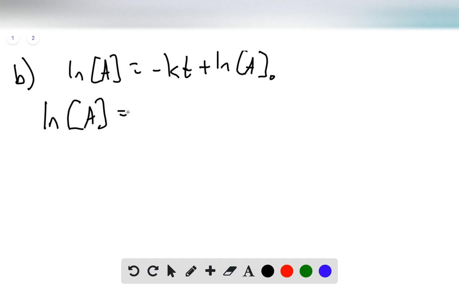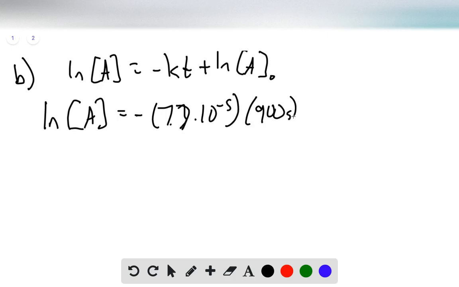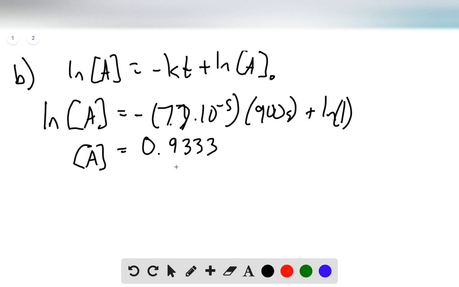And so we will find our A value. We'll plug in for k, 7.7 times 10 to the minus fifth, and then our t in seconds, 900 seconds. And then we'll call our initial concentration 1. And when we do that and solve for the value of A, we get 0.9333. And so, actually I have one too many 3s there, 0.93.